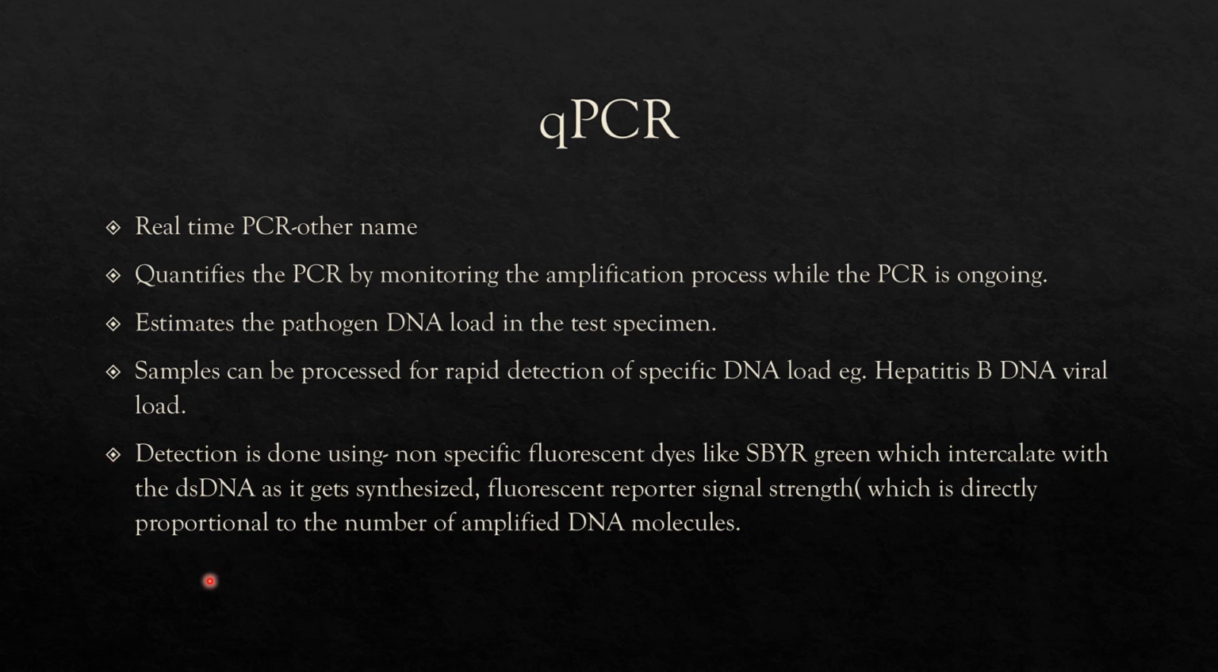And then we have the detection. How is the detection done? The detection can be done in two ways. One is by using non-specific fluorescent dyes like SYBR Green. How does this work? It intercalates with the double-stranded DNA as it gets synthesized. We can also use a fluorescent reporter signal. In that case, the reporter signal strength is directly proportional to the number of amplified DNA molecules.